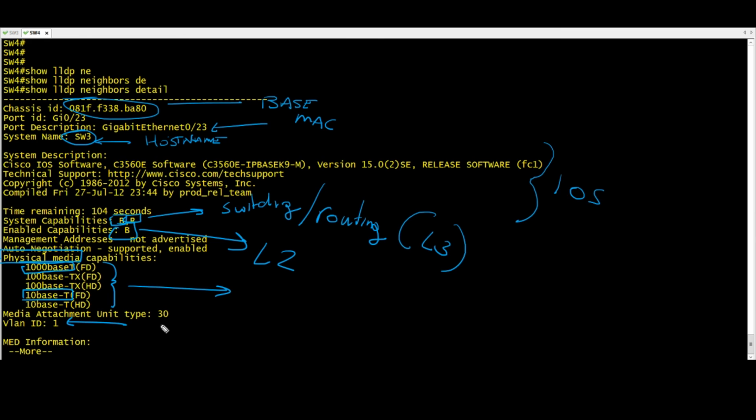But ultimately, CDP and LLDP are achieving the same goal. They're finding neighbors on the links, they're querying those neighbors, and giving you information to help with network discovery. You need to make sure you know the difference between CDP and LLDP and how to configure and verify both of the protocols.